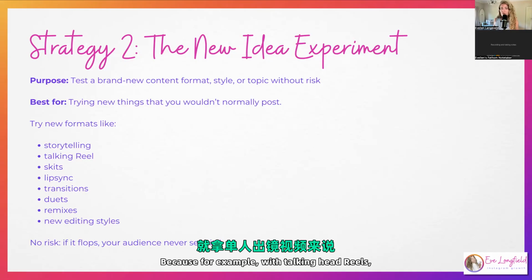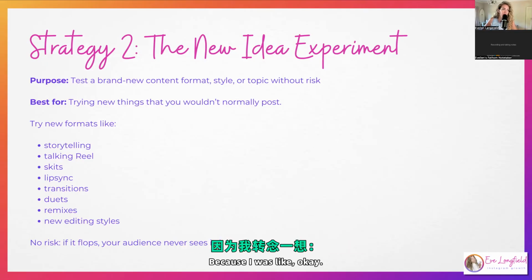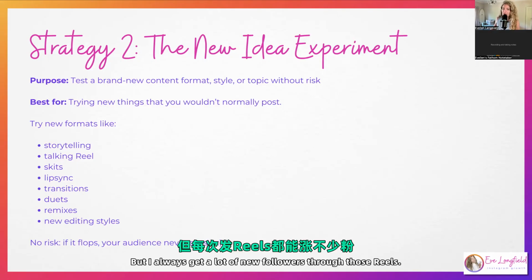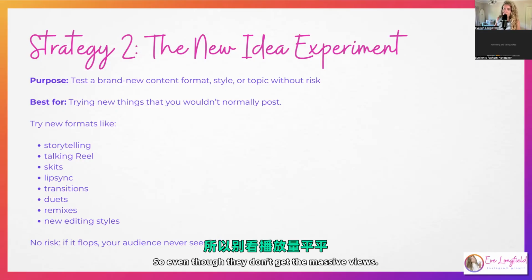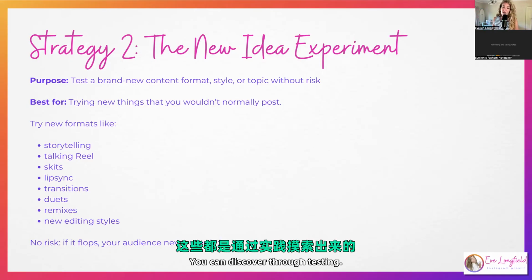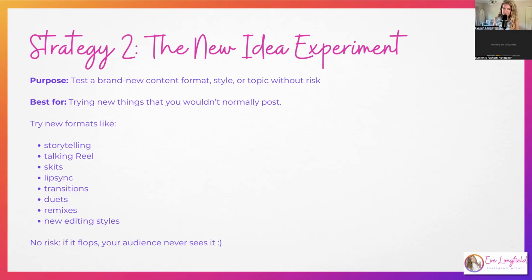Because, for example, with talking head reels, a lot of people are very scared to try them. But for me, I also didn't do them at the start, and I started doing them eventually, because I was like, okay, I just want to give them a go. They don't get as many views for me. Like, the views are never sky high. They don't get 100,000, 200,000 views, but I always get a lot of new followers through those reels. So even though they don't get the massive views, they do get the massive followers. So that's something you can discover through testing. And there's no risk. If it flops, your audience will never ever see it.